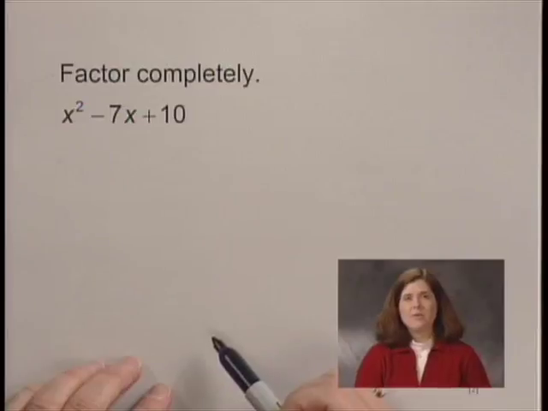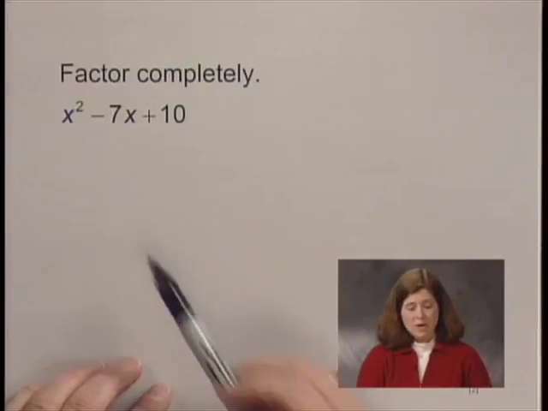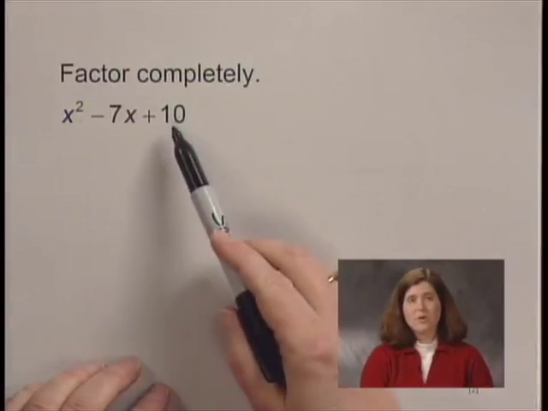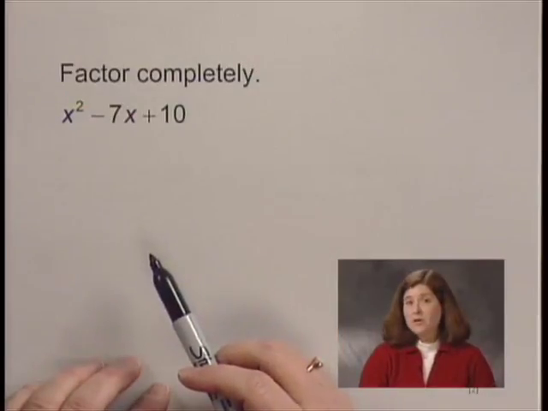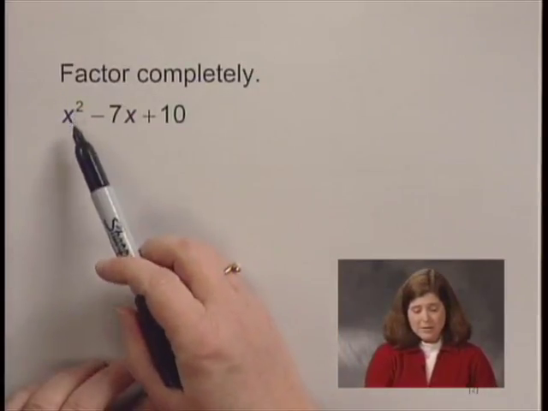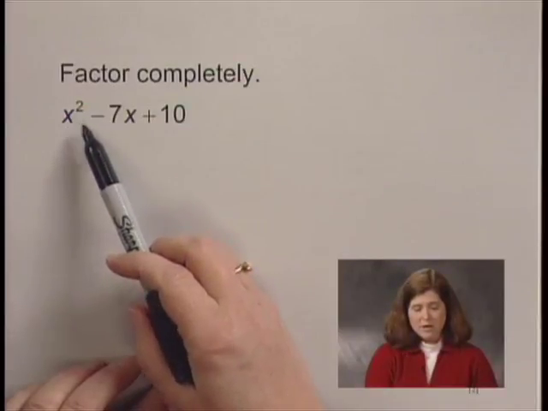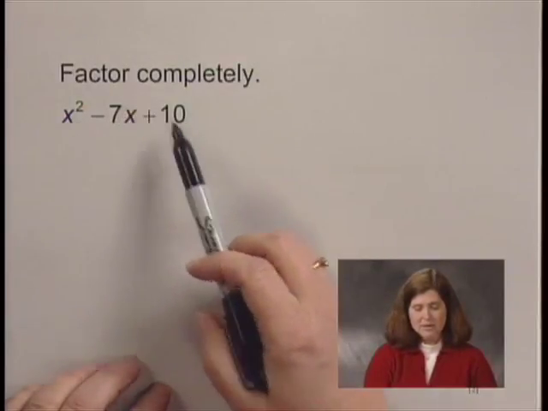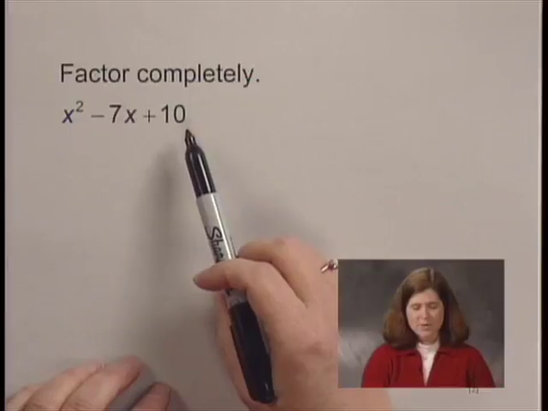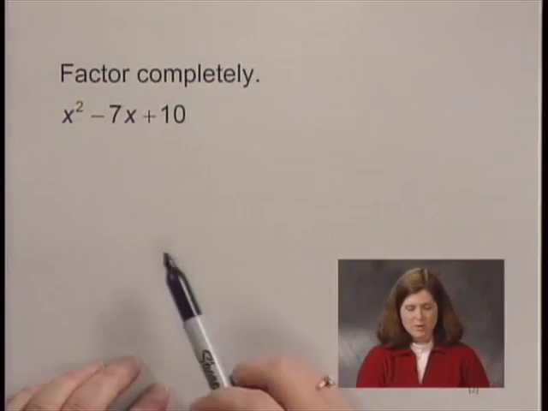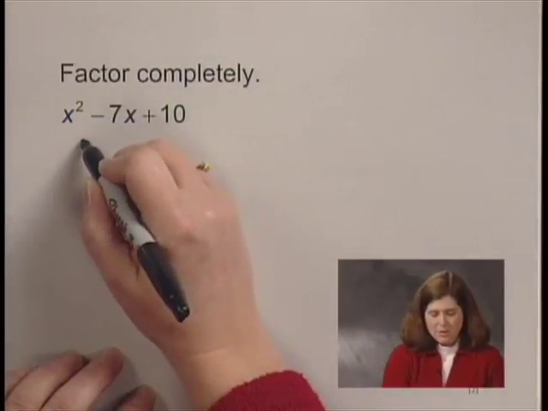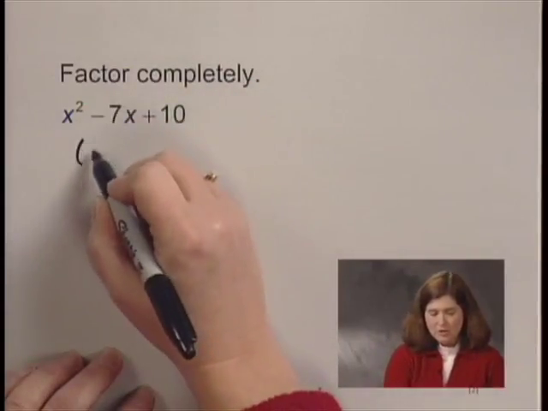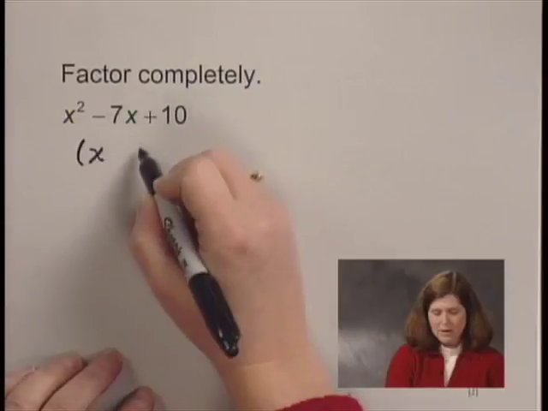So the second thing we want to do is look and see how many terms there are. There are 1, 2, 3 terms. It's a trinomial. We can check to see if it's a trinomial square, but although x squared is a square, neither 7x nor 10 is a square. So we do not have a perfect square trinomial. So we need to factor this by a trial and error method.